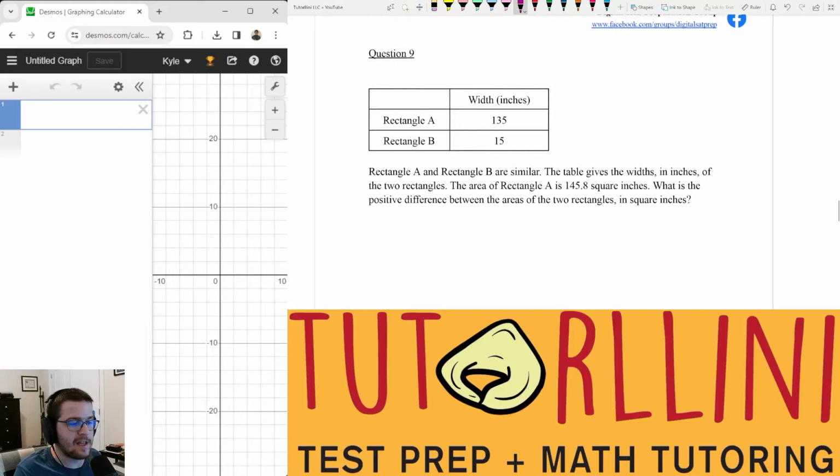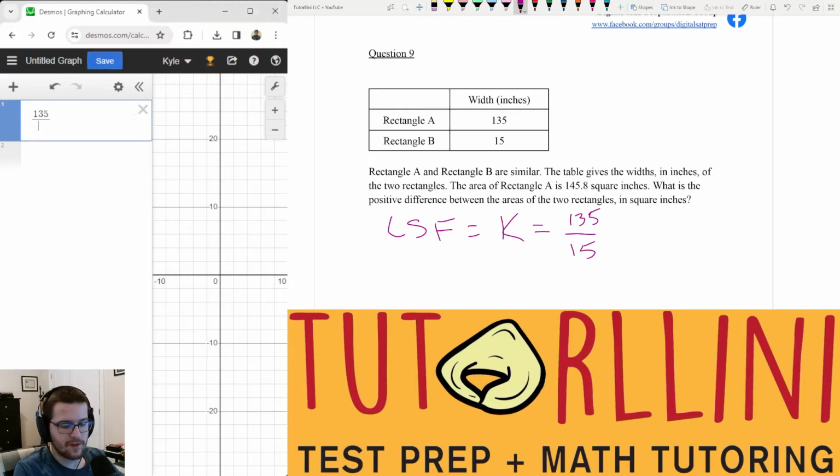Okay, so width is a linear measurement. You can also tell by the units, guys, inches. See how there's no power or no square or cubic? So that means it's one-dimensional. The table gives the width in inches. Okay, so the length scale factor, linear scale factor, which is equal to K, we're going to do big over small. So 135 over 15. And let's see what that gives us. 135 over 15. That's 9.